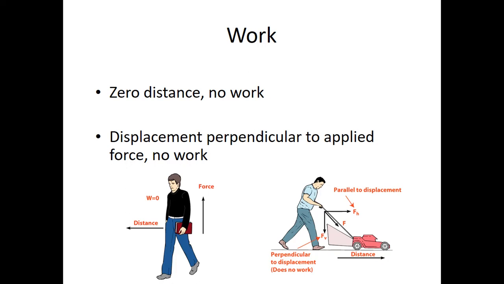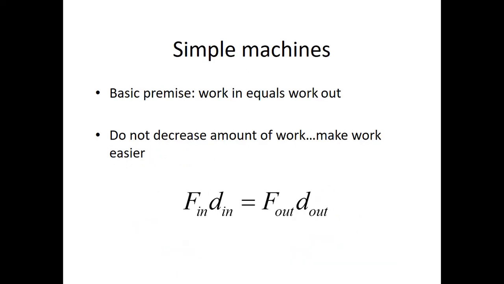Simple machines allow us to make the work easier. They do not decrease the amount of work. They just make it easier. So when we look at a simple machine, we say the work we input is going to be equal to the work we output. So the amount that we put in is what we're going to get out.